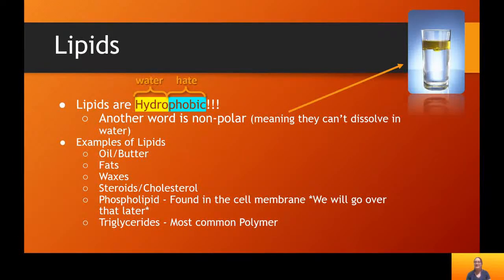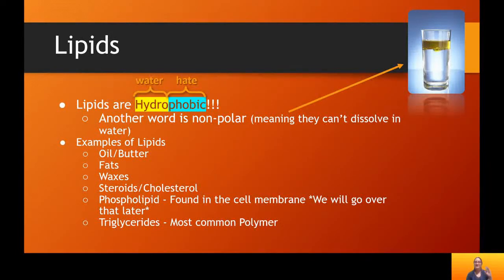Some examples of these lipids include oil, like in the picture where oil and water are separated, or butter, fats, waxes. And yes, we're talking about the wax that people use to remove hair from their body, or just wax from candles. That is a lipid. I know you probably don't think about it as fat, but it is technically fat.